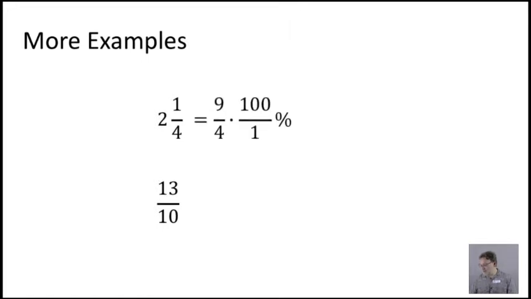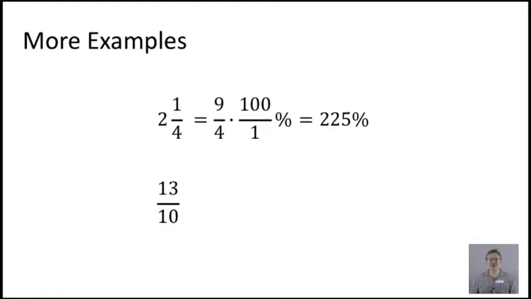This becomes 900/4, which can be reduced to 225%. That makes sense when you take a look at the mixed number before it. 2 wholes and 1/4, 2 and 1/4. Those 2 wholes would be 200%, and that extra 1/4 would be another 25%. So you can see how that further makes sense.